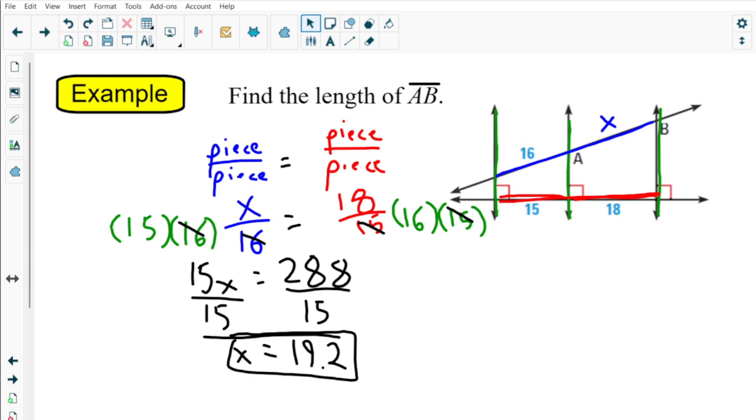So again, that was a piece over piece equals piece over piece. And we solved by multiplying what was on the bottom to get rid of our fraction.